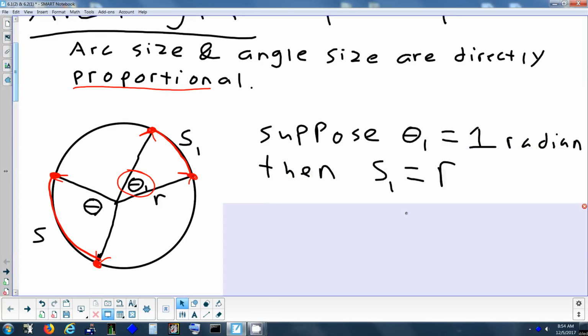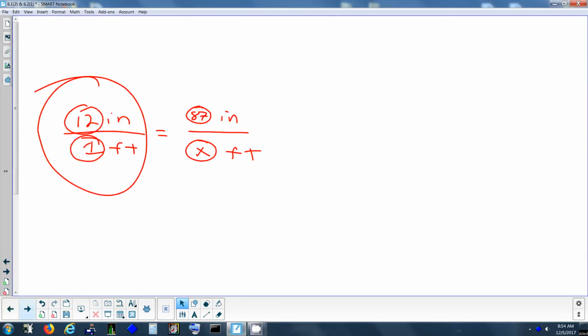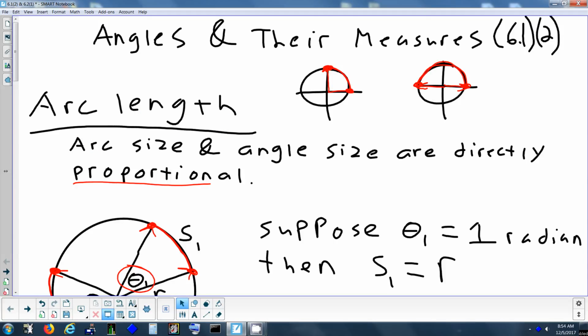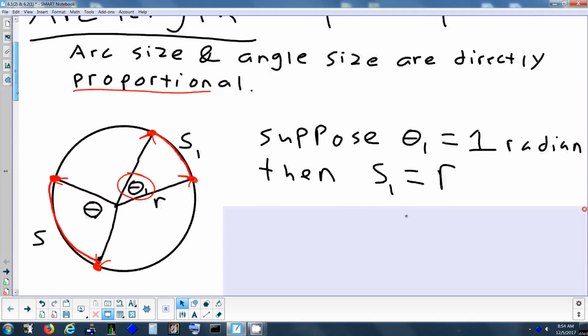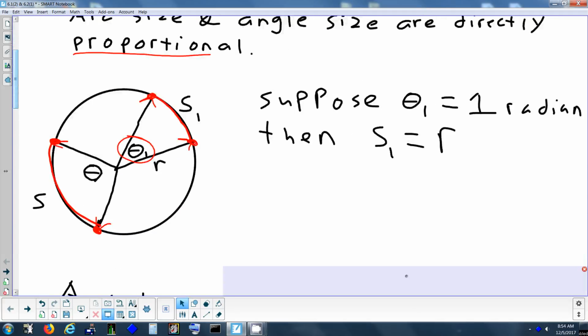And just because you might be like, well, wait, how can you just pick a specific number for the angle? Well, how can you just pick a specific number for inches? How can you pick 12? You can, because it's a true statement. If the angle is 1 radian, then the arc is equal to the radius. Okay, so now let's set up a proportion and solve it.